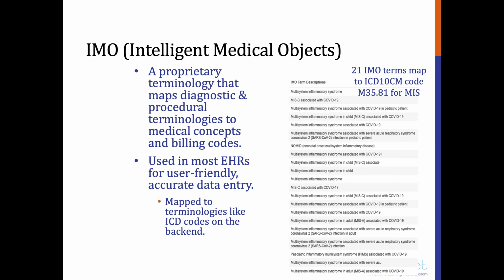For instance, this is not a pneumonia example, but in the era of COVID, we're very interested in MIS, the multi-system inflammatory syndrome. 21 different IMO terms map to the single ICD-10 CM code of M35.81. These are just examples here. So OMOP does not use IMO directly because, like I said, it's proprietary. They don't have licensing fees for that. So instead, we use SNOMED, which does not have the same requirements, and it's not privately held like IMO is.